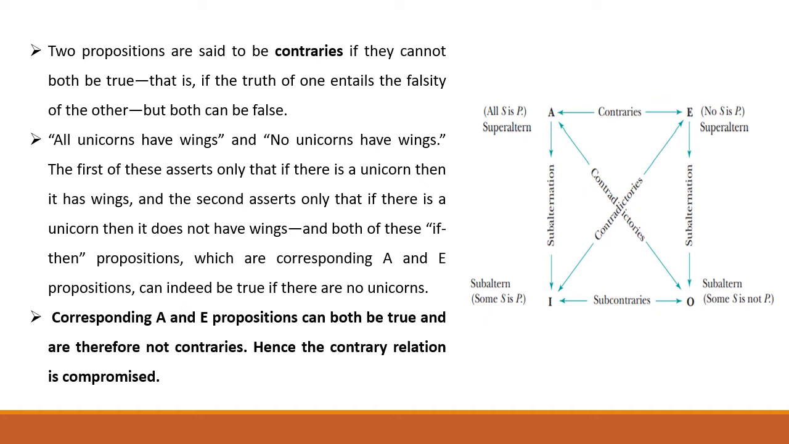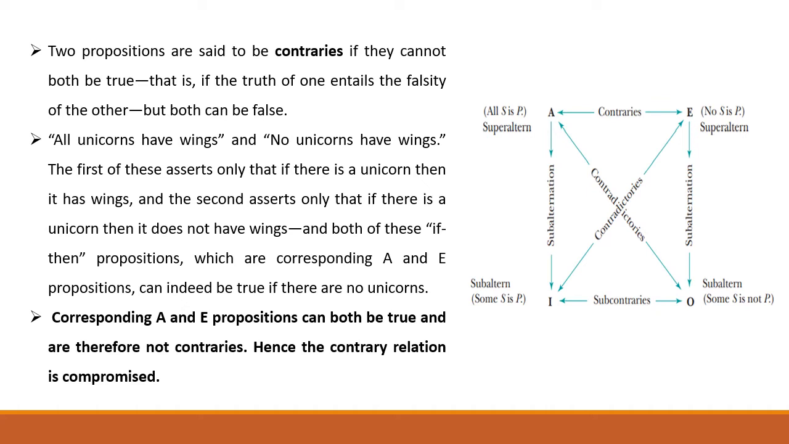But since you can say that both of them are true, what happens is the contrary relation between A and E is compromised. This is one example I'm just stating in order to explain. Here it is written, all unicorns have wings and no unicorns have wings. The first of these asserts only that if there is a unicorn, then it has wings. The second asserts only that if there is a unicorn, then it does not have wings.